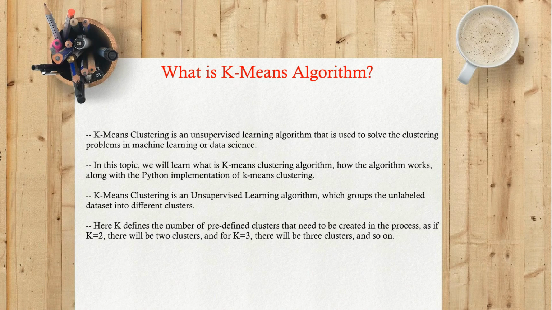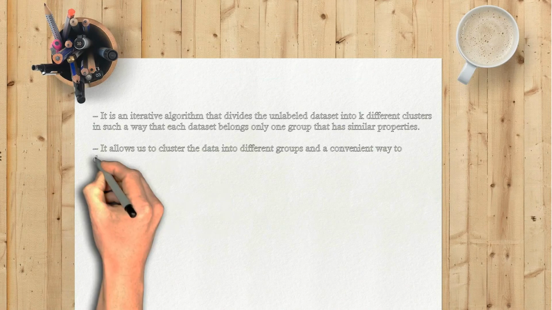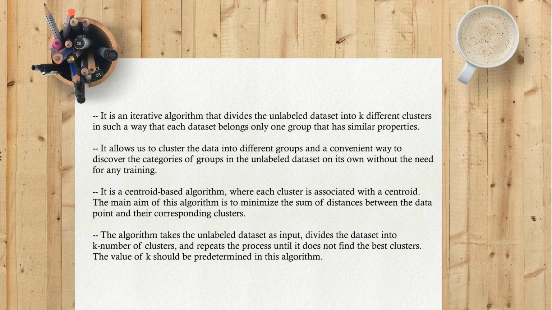of K-means clustering. K-means clustering is an unsupervised learning algorithm which groups the unlabeled dataset into different clusters. Here K defines the number of predefined clusters that need to be created in the process, as if K equals 2, there will be 2 clusters, and for K equals 3, there will be 3 clusters, and so on. It is an iterative algorithm that divides the unlabeled dataset into K different clusters, in such a way that each dataset belongs only one group that has similar properties.